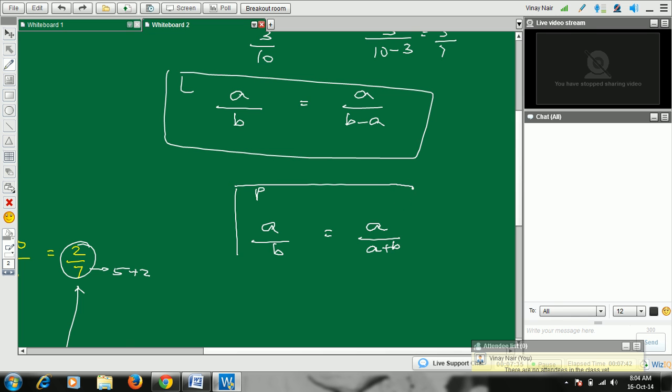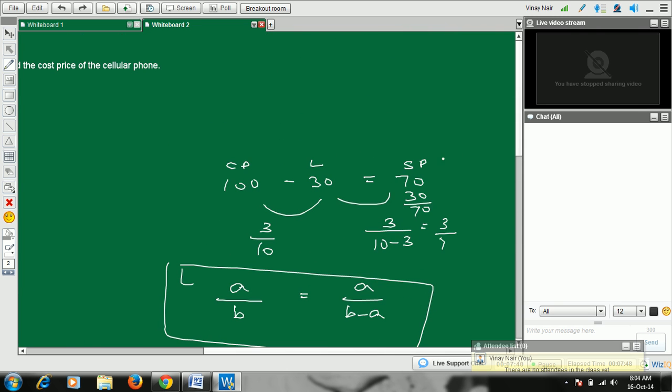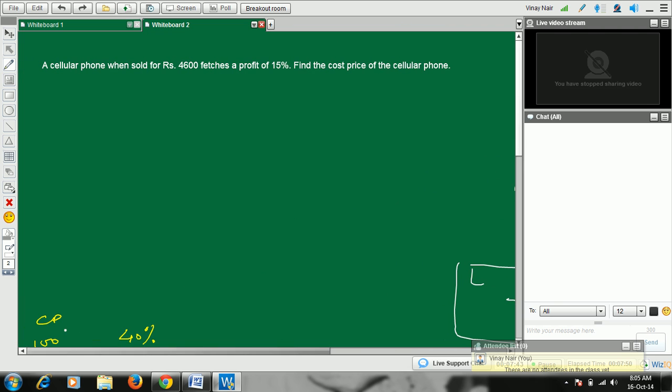So this is a very useful information, and based on this, let us try to solve one particular question. A cellular phone was sold for 4,600. So this is our selling price, 4,600, and fetches a profit of 15%. So profit percentage is 15%. As we have discussed, profit percentage is profit upon cost price.